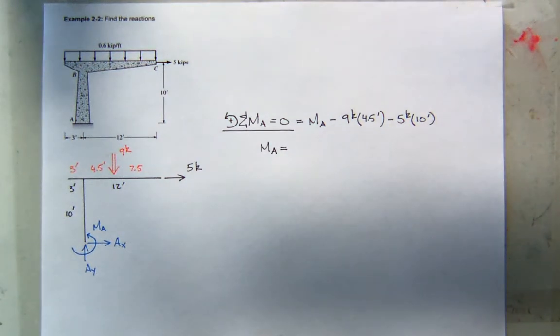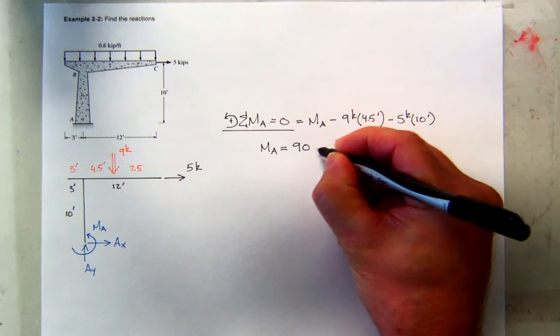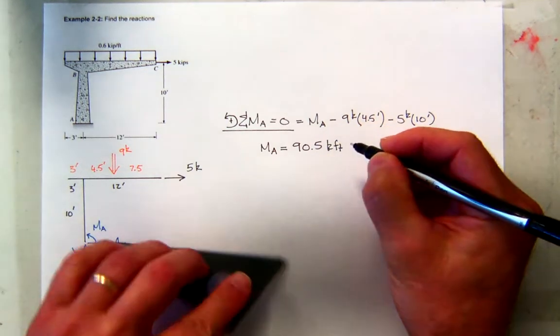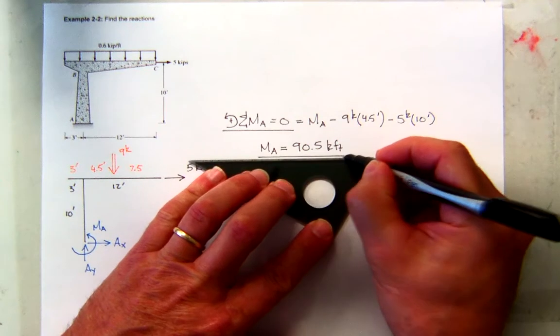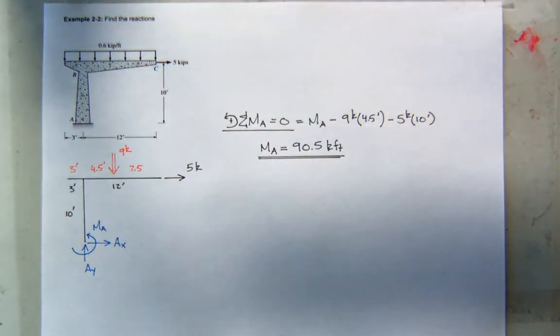I don't know what that's going to be. 36, 86, 88, I'm guessing. 108. Something with an 8. 99? 90.5? Well, that wasn't an 8, was it? 90.5, and that's going to be kip-feet. Don't forget the units. So it came out positive, so what does it mean? I assumed the right direction.